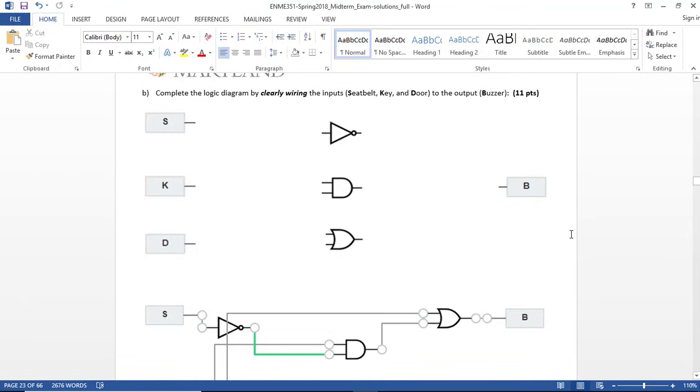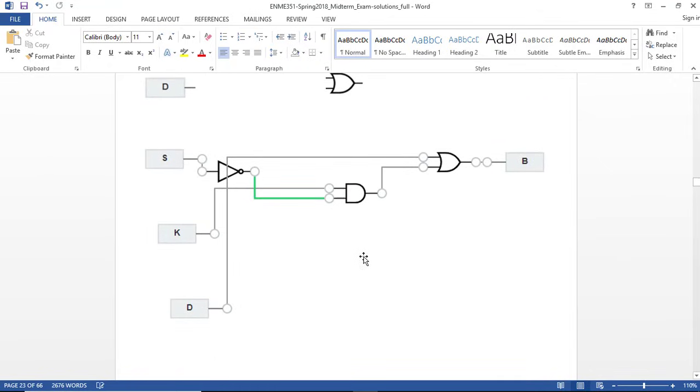Part B says, based on that truth table, and based on the requirements of the safety system, complete this logic diagram. So draw the logic circuit by wiring the inputs: the seatbelt S, key K, and the door D. And then we wire these into our logic gates here. So let's take a look at what that is telling me.